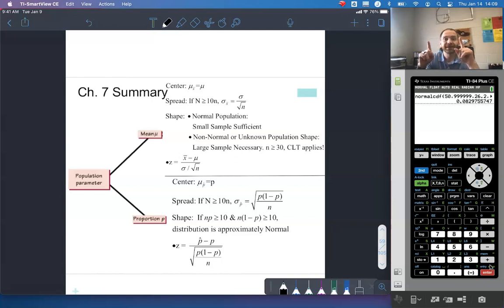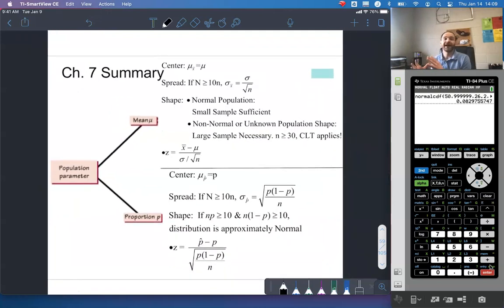The one thing that is different is the shape. Now, if the population distribution is normal, you can have a small sample size, it's not a big deal. But for means, if the population is not normal or unknown, you need the central limit theorem. For proportions, for a sampling distribution of p hat, you have to have at least 10 successes. N times p has to be greater than or equal to 10, and 10 failures. N times 1 minus p greater than or equal to 10. So this is a really good slide that summarizes all the conditions in Chapter 7. So that is the end of lesson 7.3.